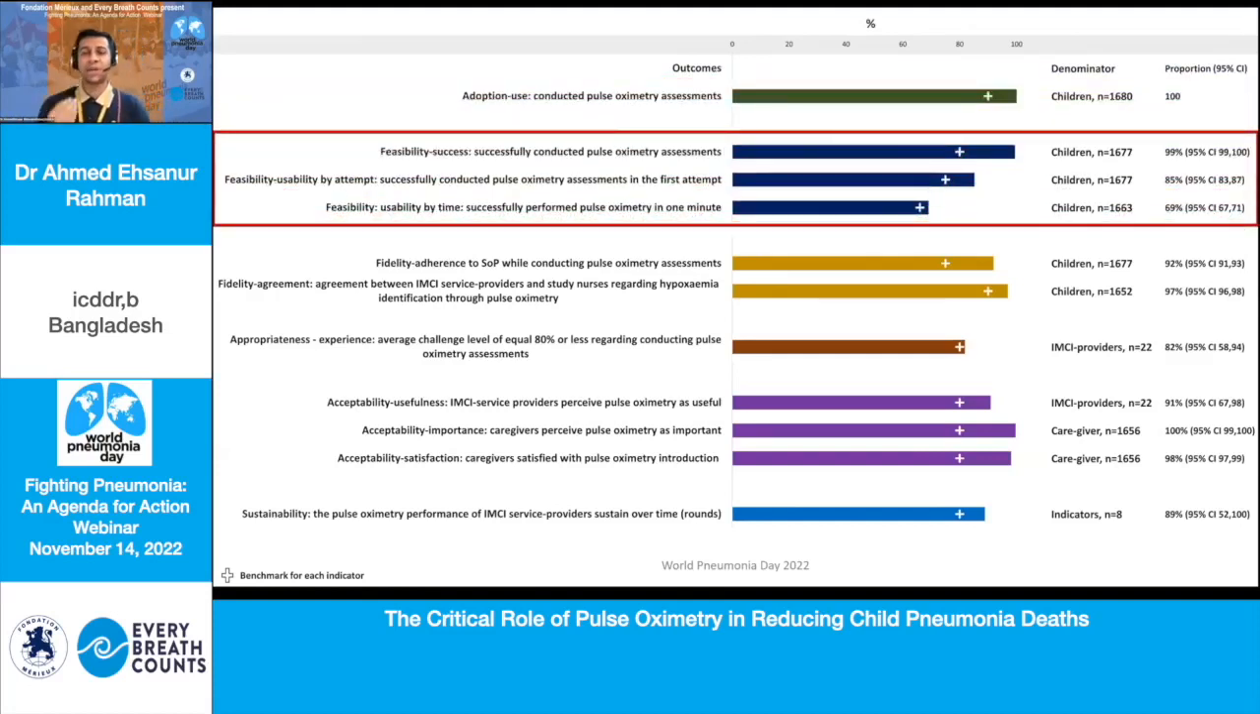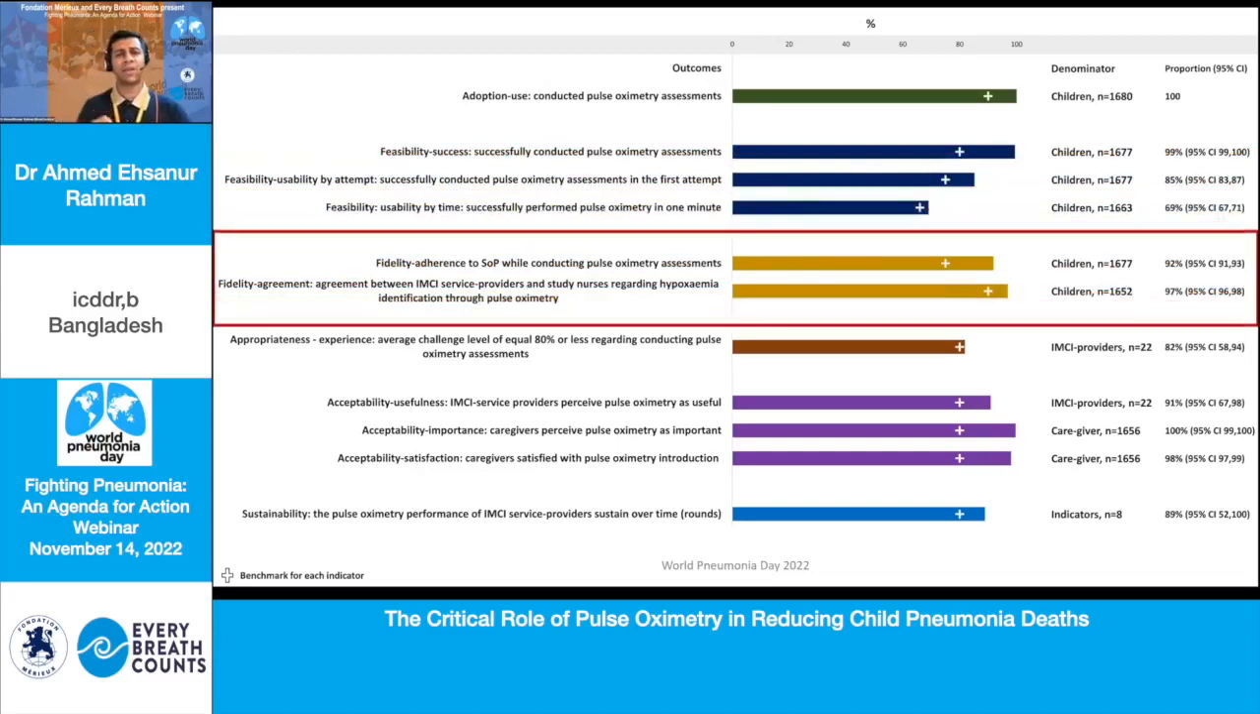Are they doing it correctly? So that means, do they get successful in their attempts? Almost 90% of the cases, they are successful in their attempts. And they're successful in almost 85% of the cases in their first attempt, in first time trying. And they're successful within the golden 1 minute for pneumonia assessment 70% of the times. So I think it's reasonably feasible.